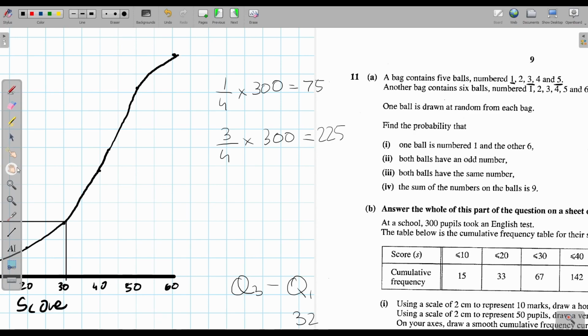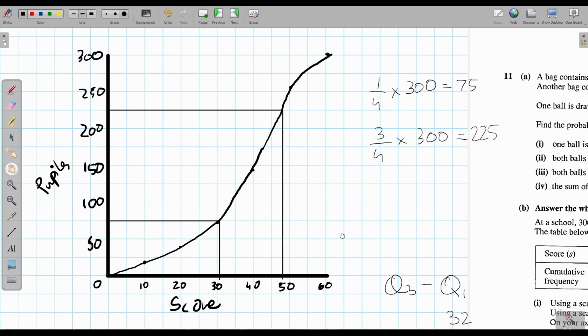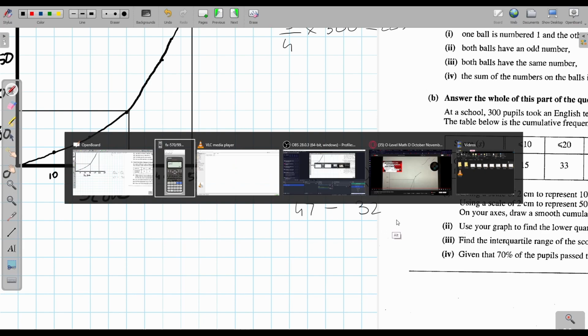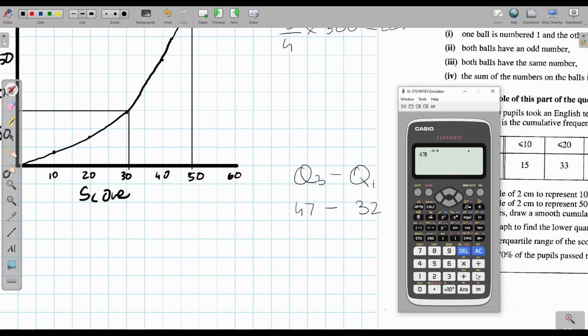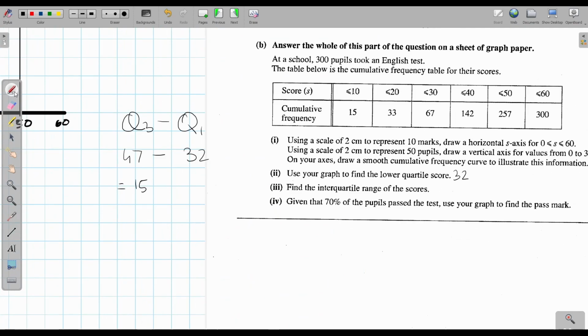So 225 pupils lie at this score, or rather less than or equal to 225. So again, this would be like here, and that gives me roughly, I think, a 47. So 47 minus 32 is, I think it's 15, but I will use my calculator just to make sure. So 47 minus 32 is 15. So that is our interquartile range, 15.